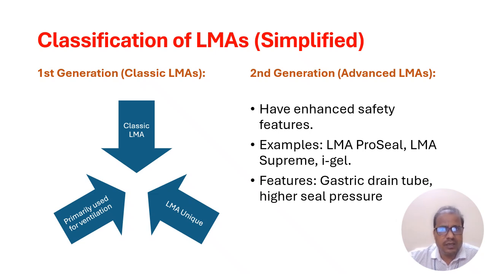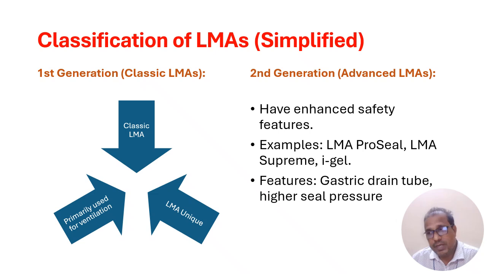How many classifications of LMA? Mainly two types of LMA. In Bangladesh, we usually use the first generation LMA, or classic LMA. And in advanced centers and higher centers in many other countries, they have the advanced feature LMA, called second generation LMA. The classic LMA we usually use for ventilation.